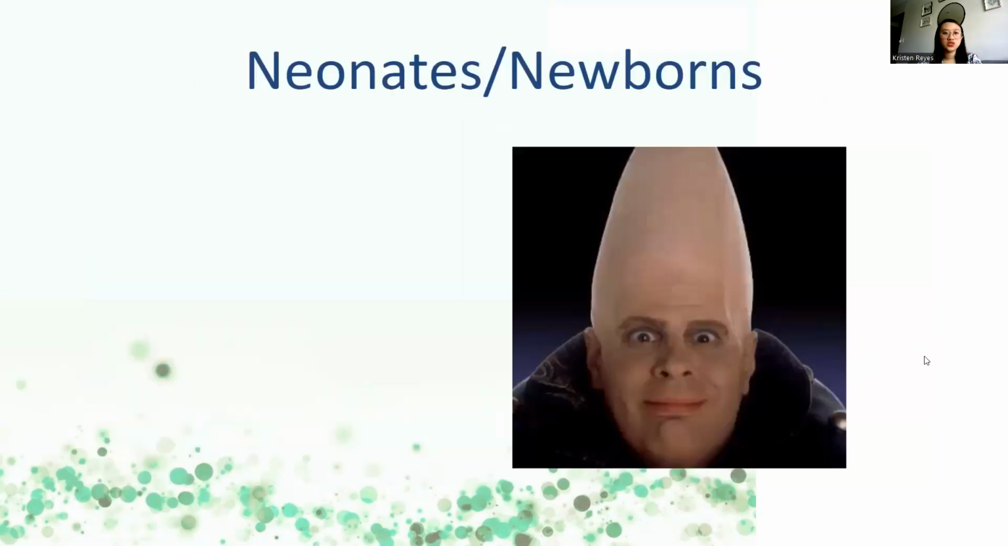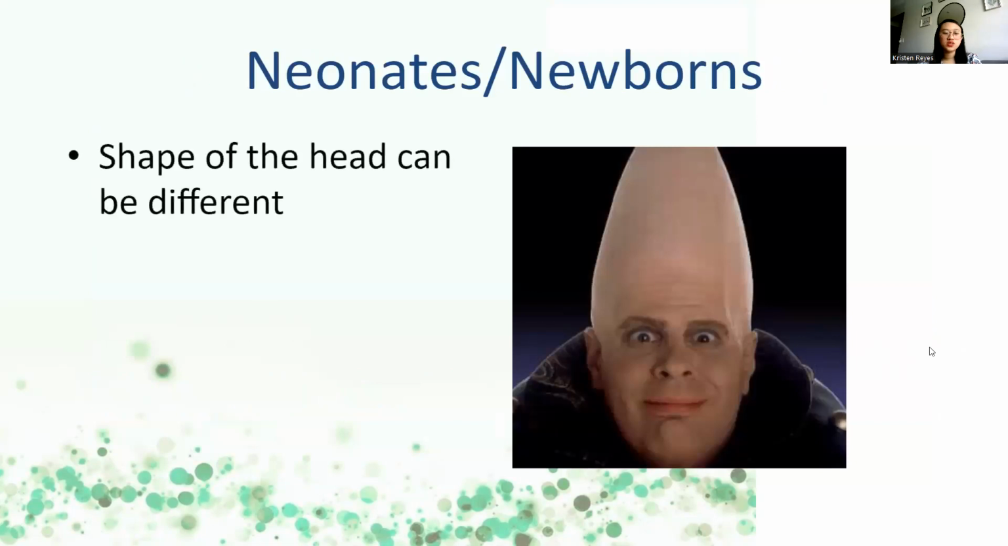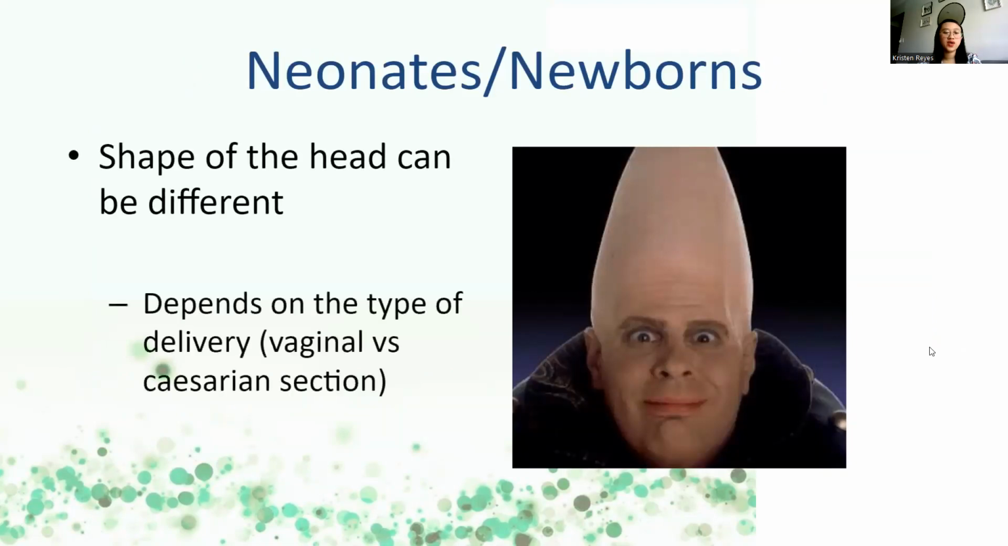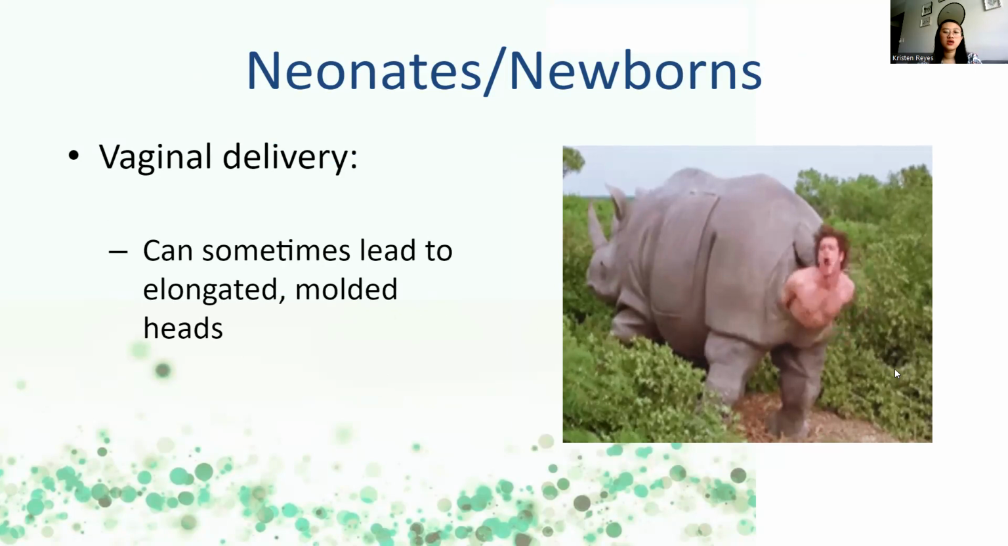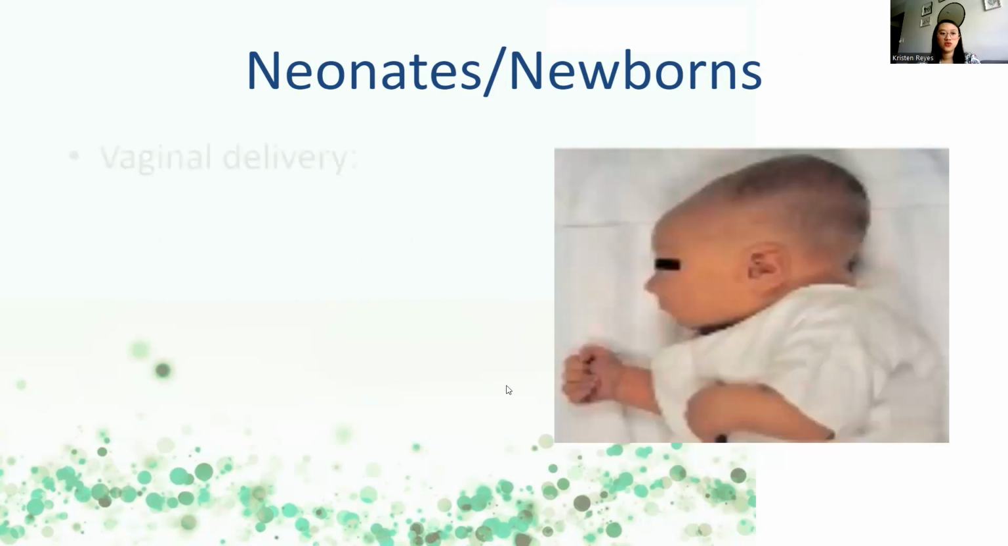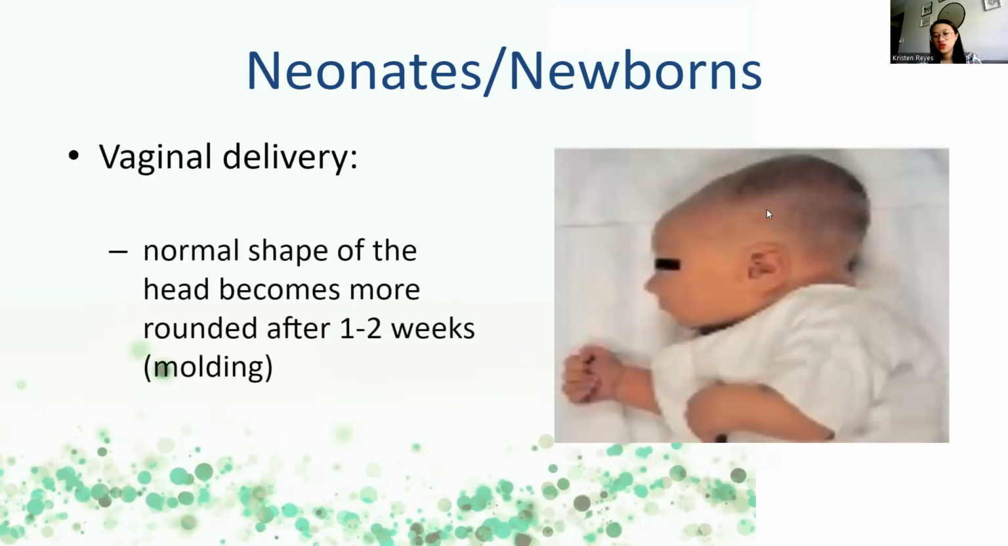Lifespan considerations. So for neonates and newborns, shape of the head can be different. Depends on the type of delivery, vaginal or cesarean section. Of course, that's not a real picture of a neo, no? So in vaginal delivery, neonates can sometimes have elongated or molded heads. Now, let's see if we have a photo. Ayan. So ito, kita nyo, molded yung head niya.